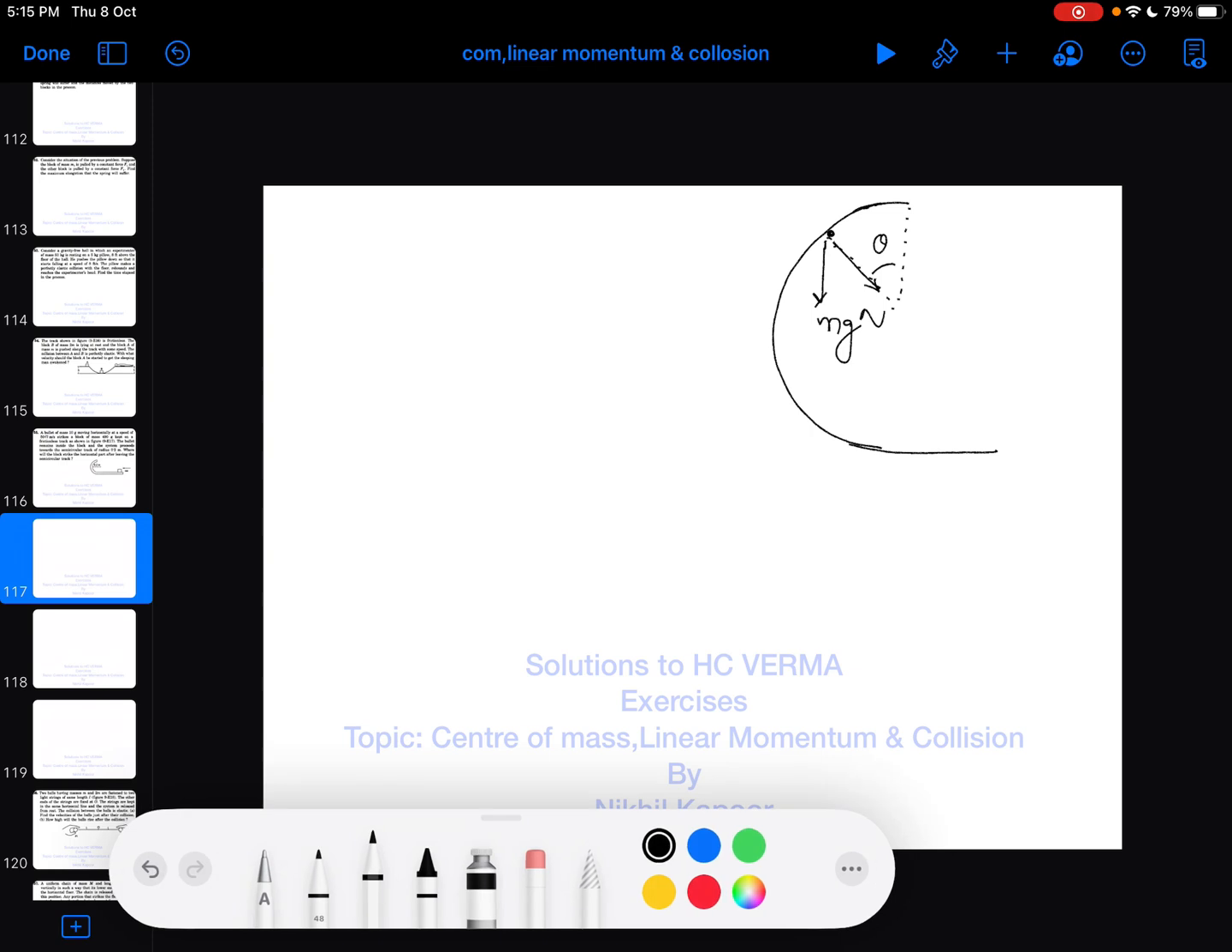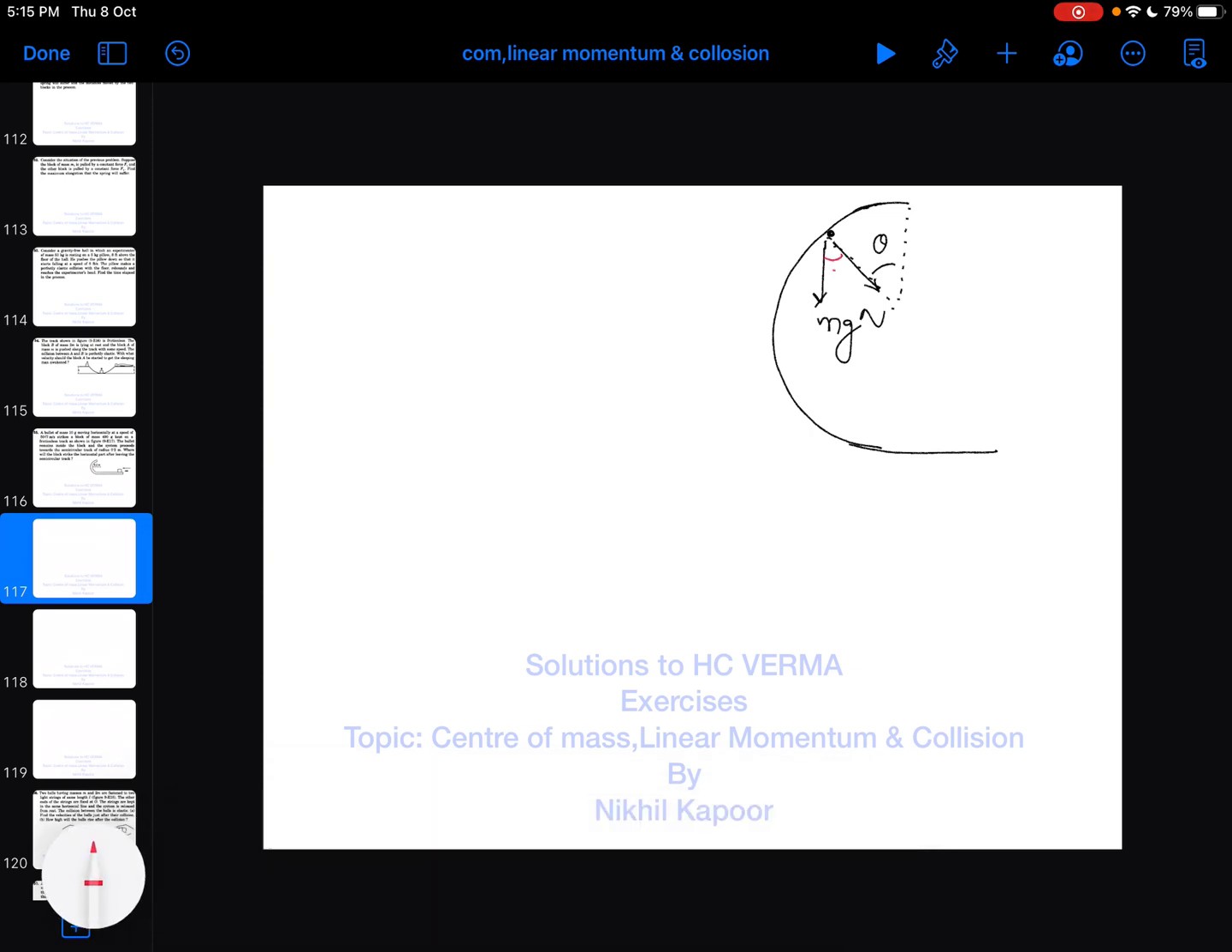Now let's resolve the mg into two parts. This angle is also theta. So if I resolve the weight into two parts, the components of the weight will be mg sin theta and mg cos theta. Both the normal reaction and mg cos theta are providing the necessary centripetal force.